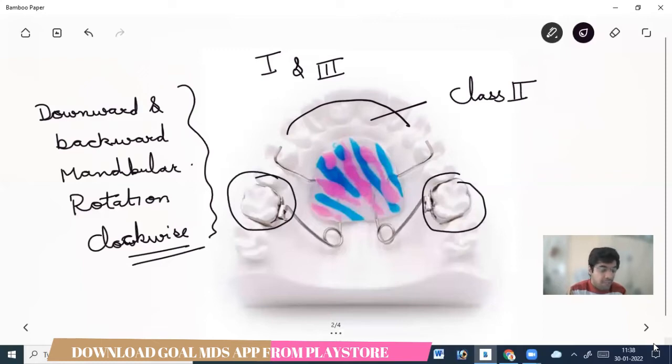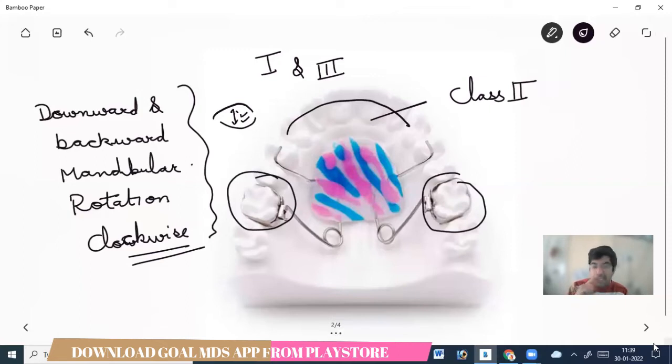Can we use the pendulum appliance in a class 2 skeletal base? No, it is not used. It is used in class 2 or end-on molar relation cases. Can we use it in skeletal open bite or dental open bite? No, because it will sometimes cause anterior open bite.